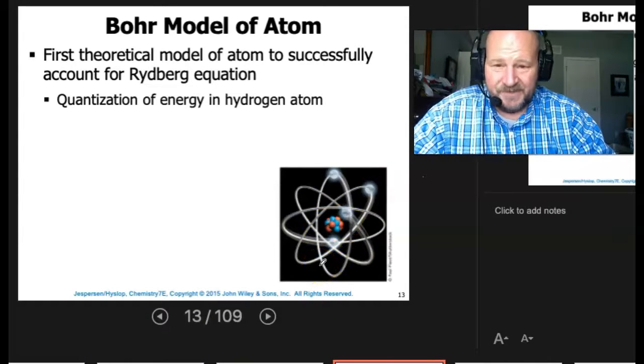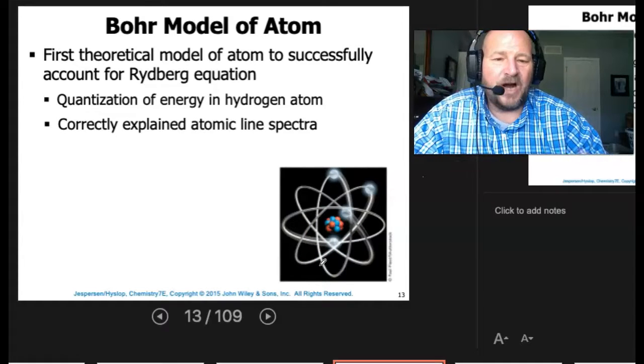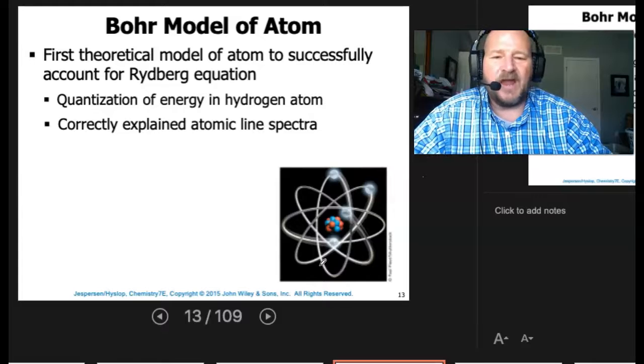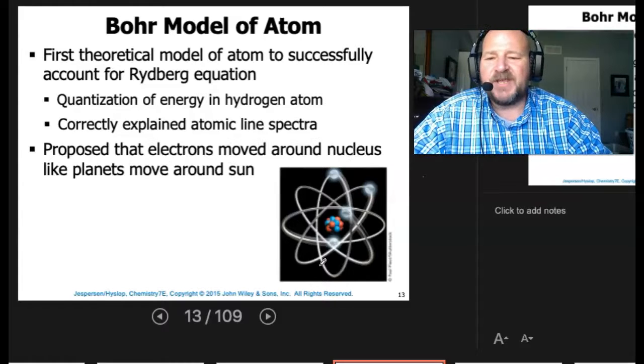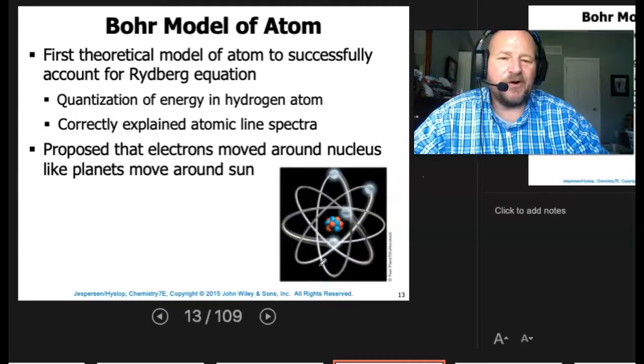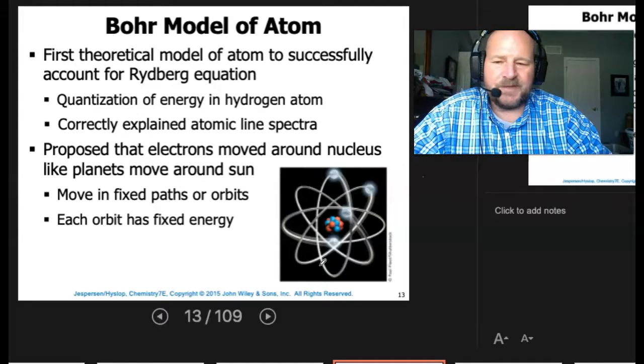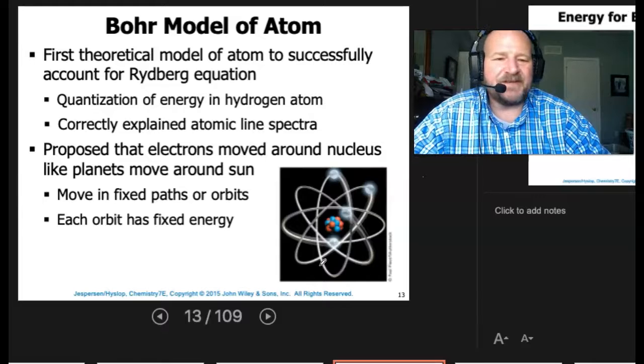Now, the quantization of the energy in the hydrogen atom, Bohr was able to use his model to correctly explain why the equations work for the line spectra that's seen. So what he proposed was the electrons are going to move around the nucleus like planets move around the sun. And that's why we call it the planetary model as well. So they moved in fixed paths or orbits. Okay, and each orbit, of course, has a fixed energy.